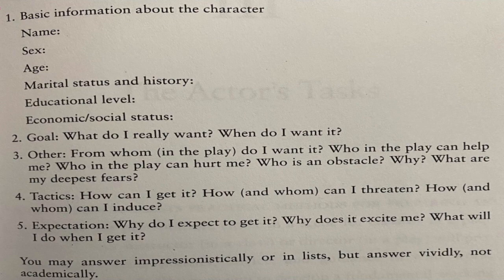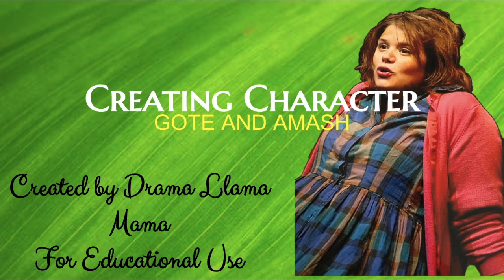You may answer in impressions or lists, but answer vividly, not academically. Don't make these basic answers. Think things through. Write a lot. It really will help your mind figure out who your character is so that you can better portray it on stage, and that us as the audience can really understand and really feel for your character, whomever your character is.